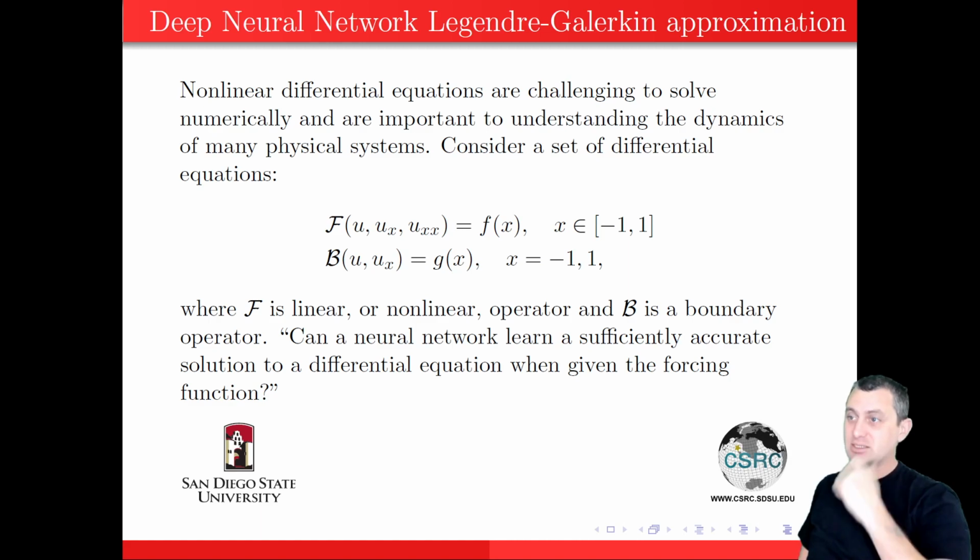many dynamical systems. Consider a set of differential equations where capital F is some functional and little f is the forcing function, and B is the boundary operator, and g is that function. Now, the functional F is a linear or nonlinear operator, and B is the boundary operator. The main premise of our work here is, can a neural network learn a sufficiently accurate solution to a differential equation when given the forcing function?